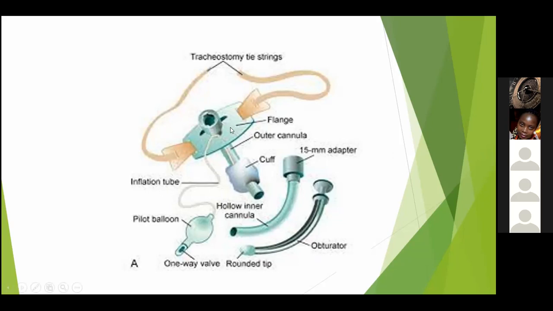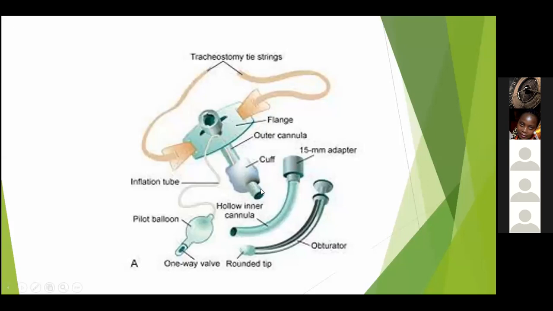This is what we call a flange. The flange helps to prevent the tube from going into the trachea completely. Beyond this, you only have this length into the trachea, and this is to the skin. It's external, so it prevents the tube from entering completely.